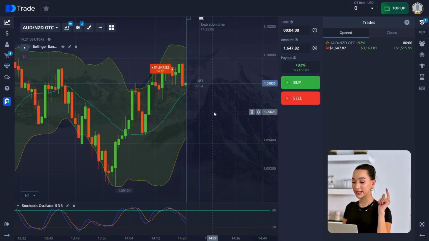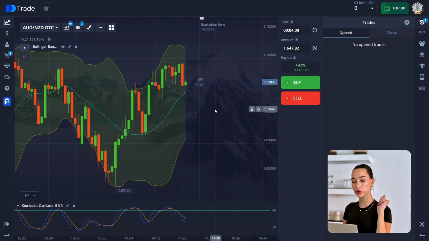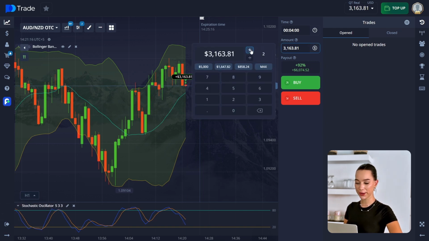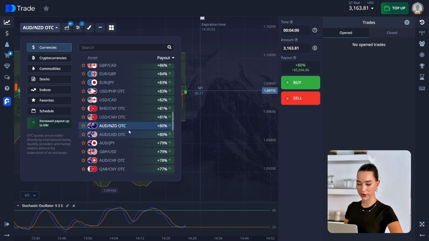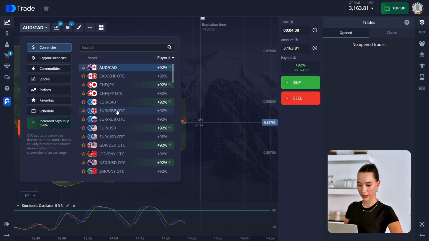By the way, it's 6 seconds till the end of the trade. Let's wait. 4, 3, 2, 1, and we close this trade in the plus, guys. Okay, it's a perfect result. We changed our amount of money, and now we're gonna find some other situation where we can open a trade. Let's find something.